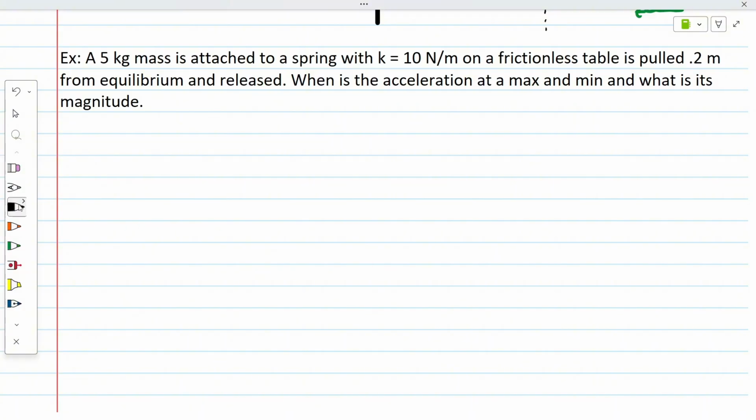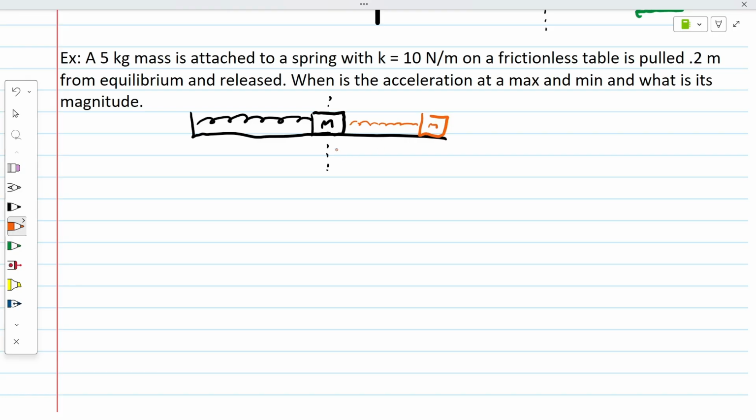Okay, so let's draw out this scenario first. So we have a spring, okay, and it's attached to a box of mass, we'll just say m for now. And so let's say this is the equilibrium position. And so this box is pulled a distance out to here, and this is 0.2 meters. Okay? And so we need to find when it's at a max and a minimum.